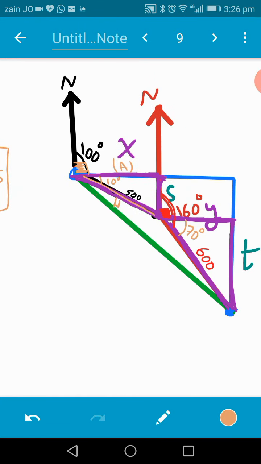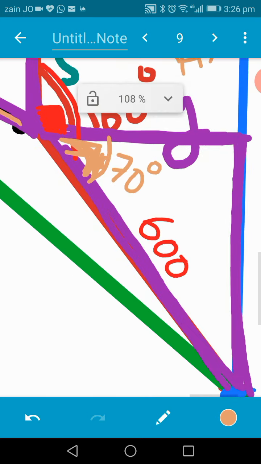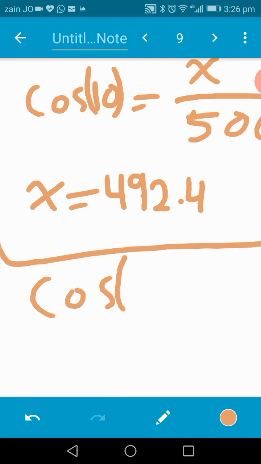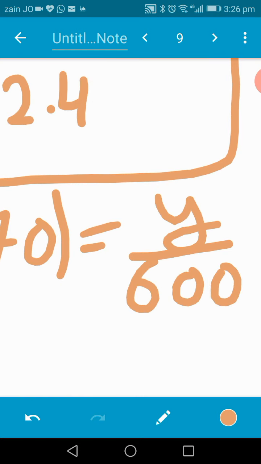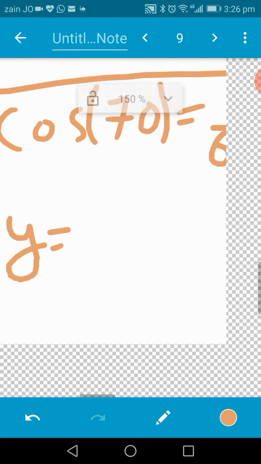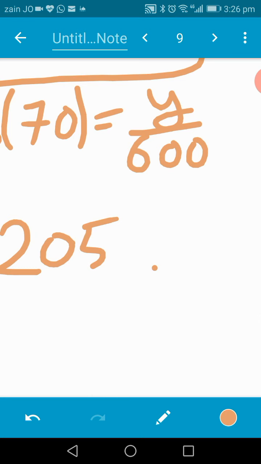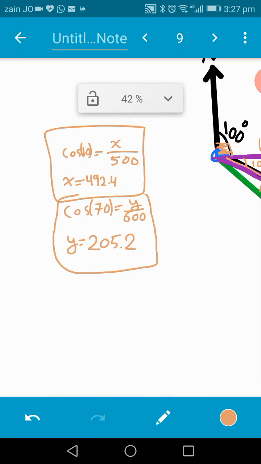Now teacher, who do we want to find? y. Again, take now this triangle. This angle is 70. Y is adjacent with 600 here as hypotenuse, right? Also use cosine 70 equals y over 600. Y equals 600 times cosine 70, you get 205.2. This is y now. So we found now x and y.